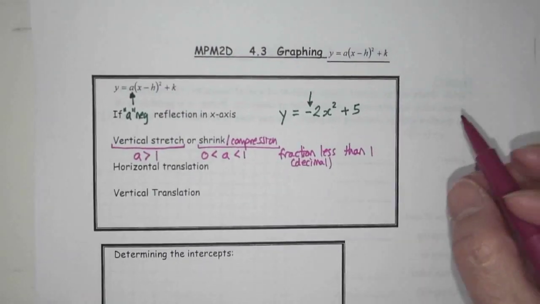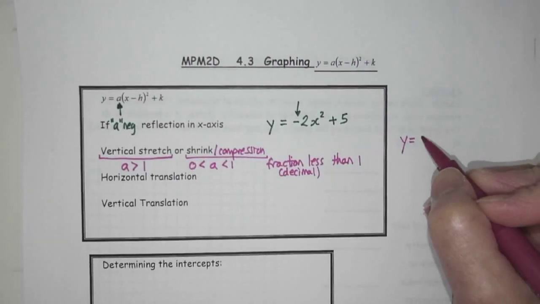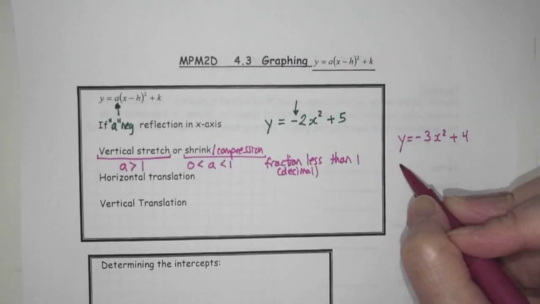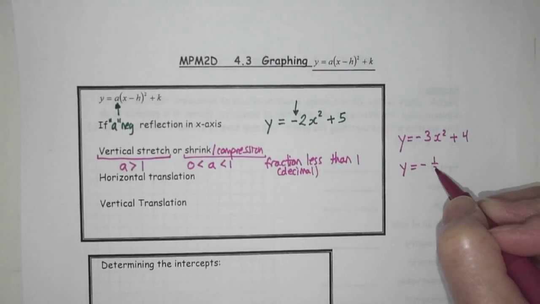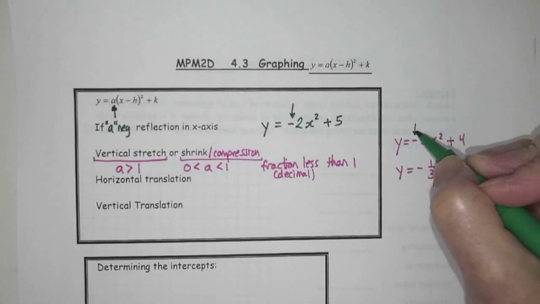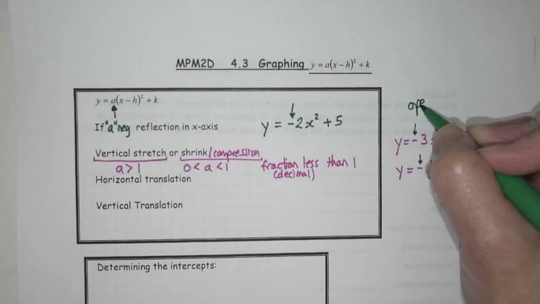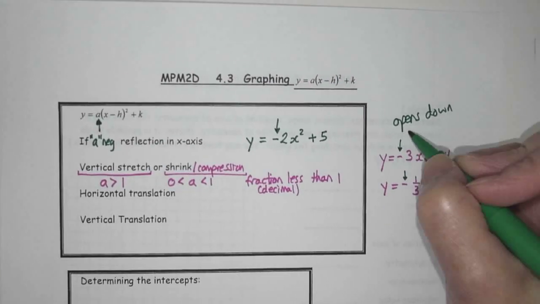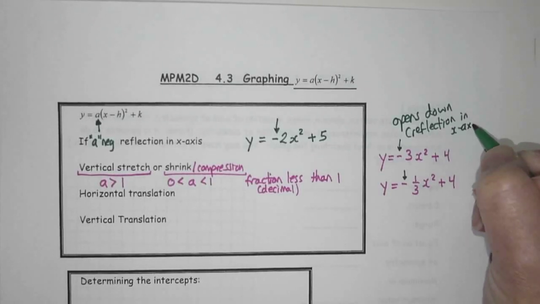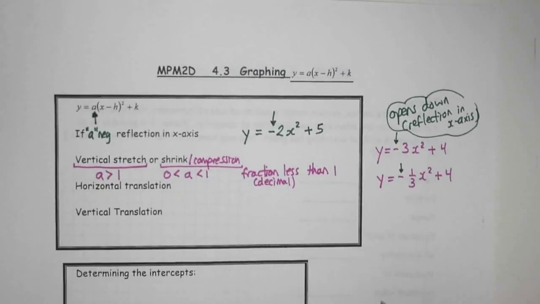So for instance, let's do our two examples. I'm going to do y equals negative 3x squared plus 4 versus y equals negative 1/3 x squared plus 4. So this negative here means that it opens down, which is a reflection in the x-axis. So the negative's taken care of by the sign in front.